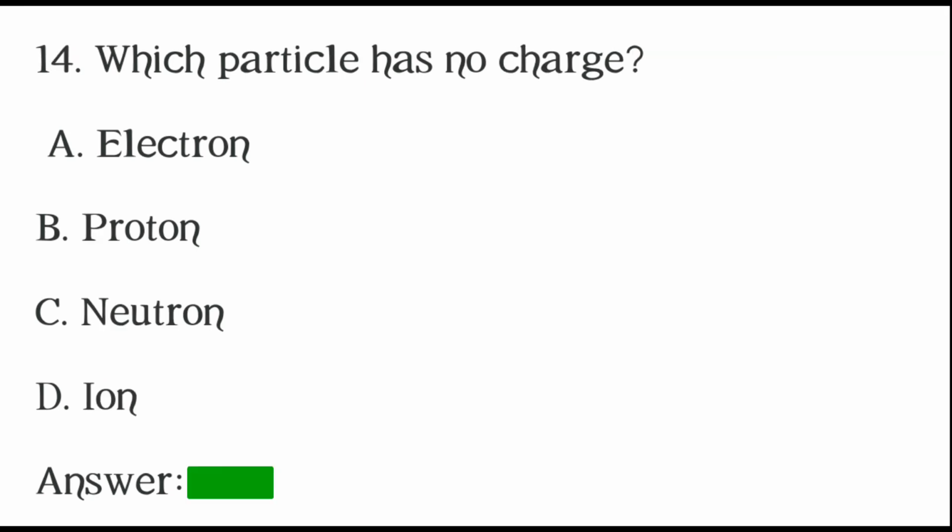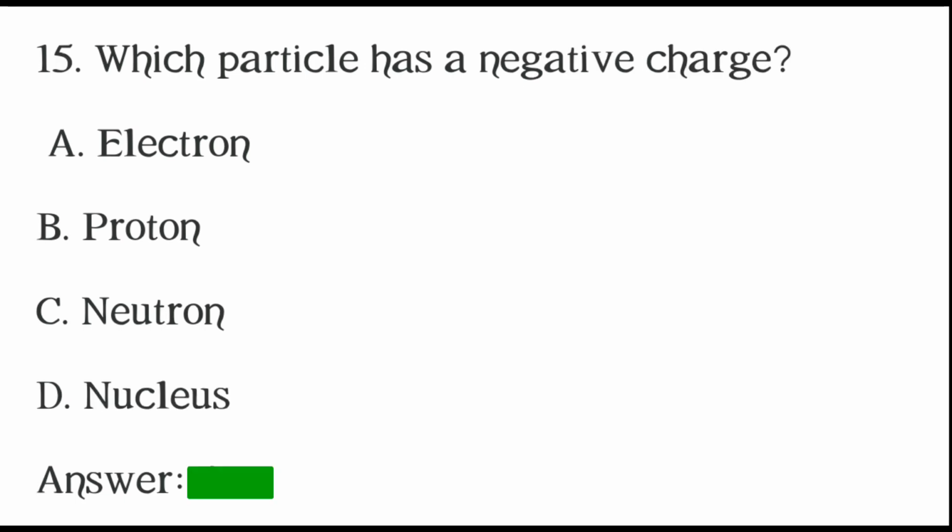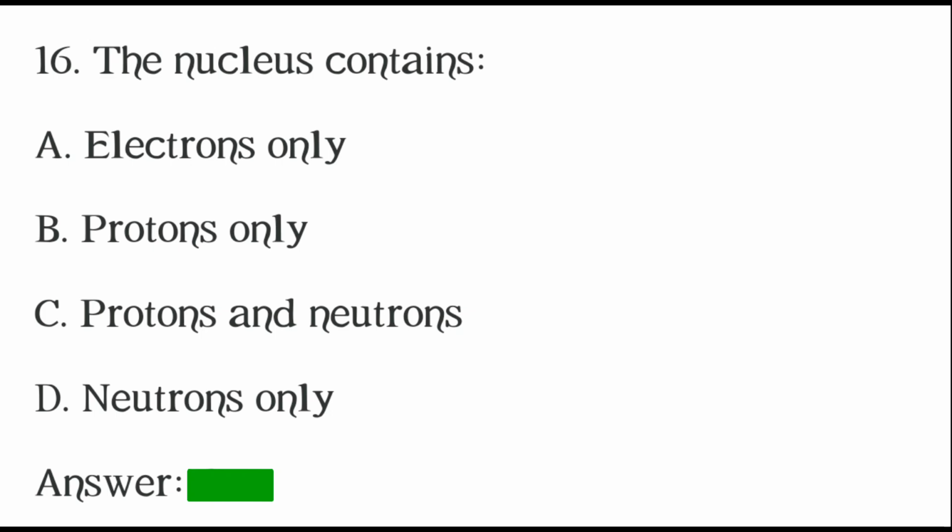14. Which particle has no charge? A. Electron, B. Proton, C. Neutron, D. Ion. Answer, C. 15. Which particle has a negative charge? A. Electron, B. Proton, C. Neutron, D. Nucleus. Answer, A. 16. The nucleus contains A. Electrons only, B. Protons only, C. Protons and neutrons, D. Neutrons only.